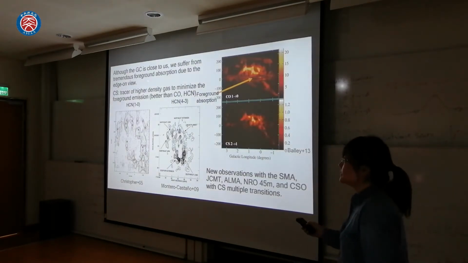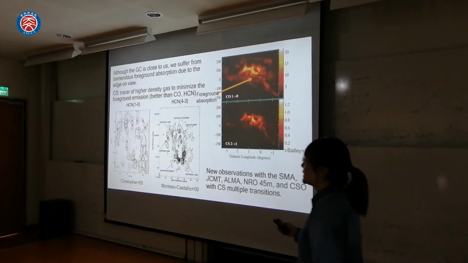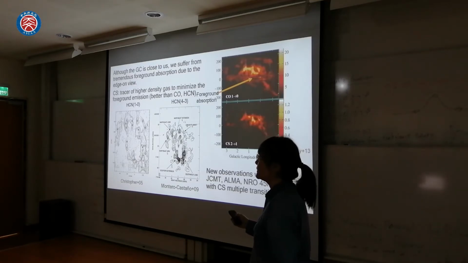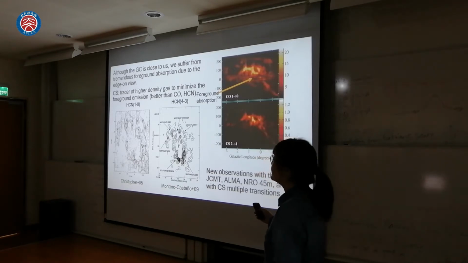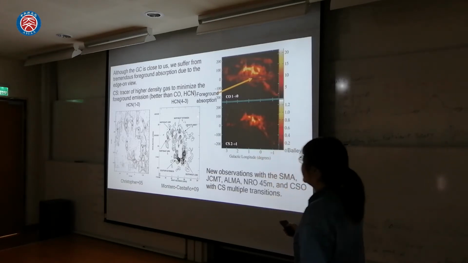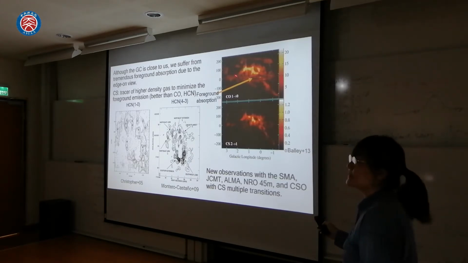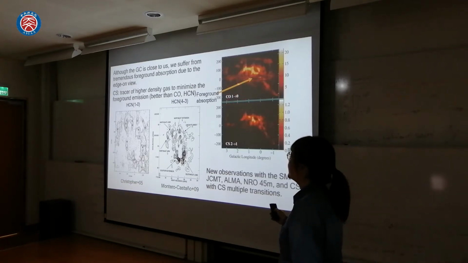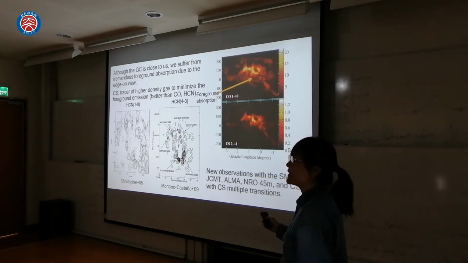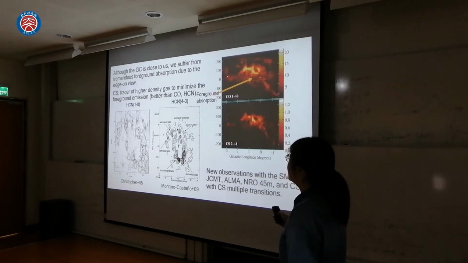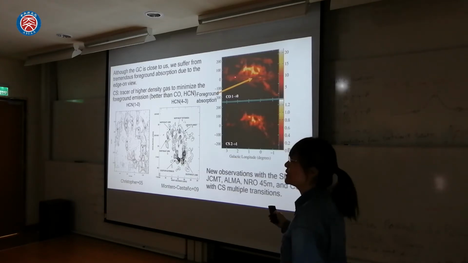Although the Galactic center is very close to us, because of the viewing angle, the data usually suffer from tremendous foreground absorption. Here's an example. This is a longitude-velocity diagram of the molecular gas distribution in the Galactic center. Here this is CO 1-0. This is a very bulk molecule, dominated by many low temperature and extended gas. So you will see there are a few black stripes here. This is caused by the foreground absorption.